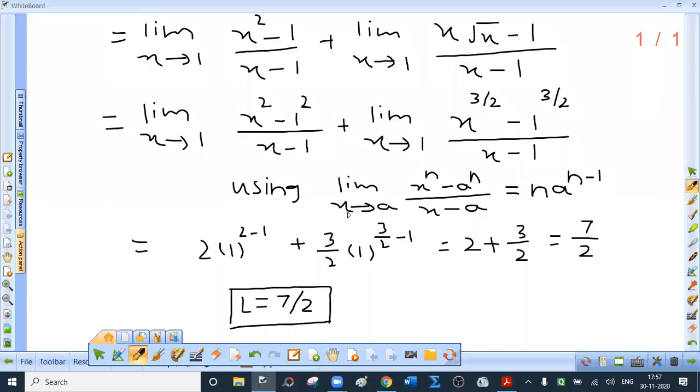So we have to use the limit as x tends to a of x raised to n minus a raised to n upon x minus a, which is n into a raised to n minus 1. So this is 2 into 1 raised to 1, plus 3 by 2 into 1 raised to 1 by 2, that part is again 1. So 2 plus 3 by 2, that is 7 by 2, is the answer.